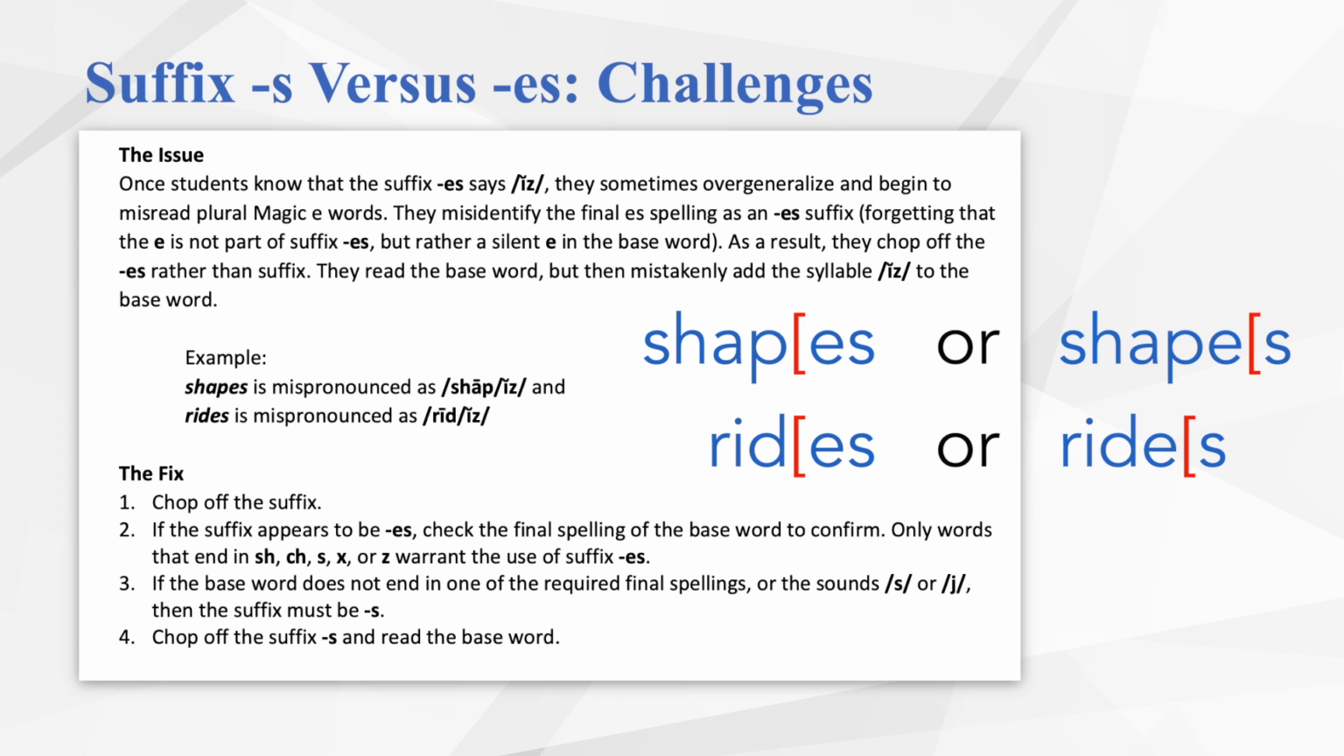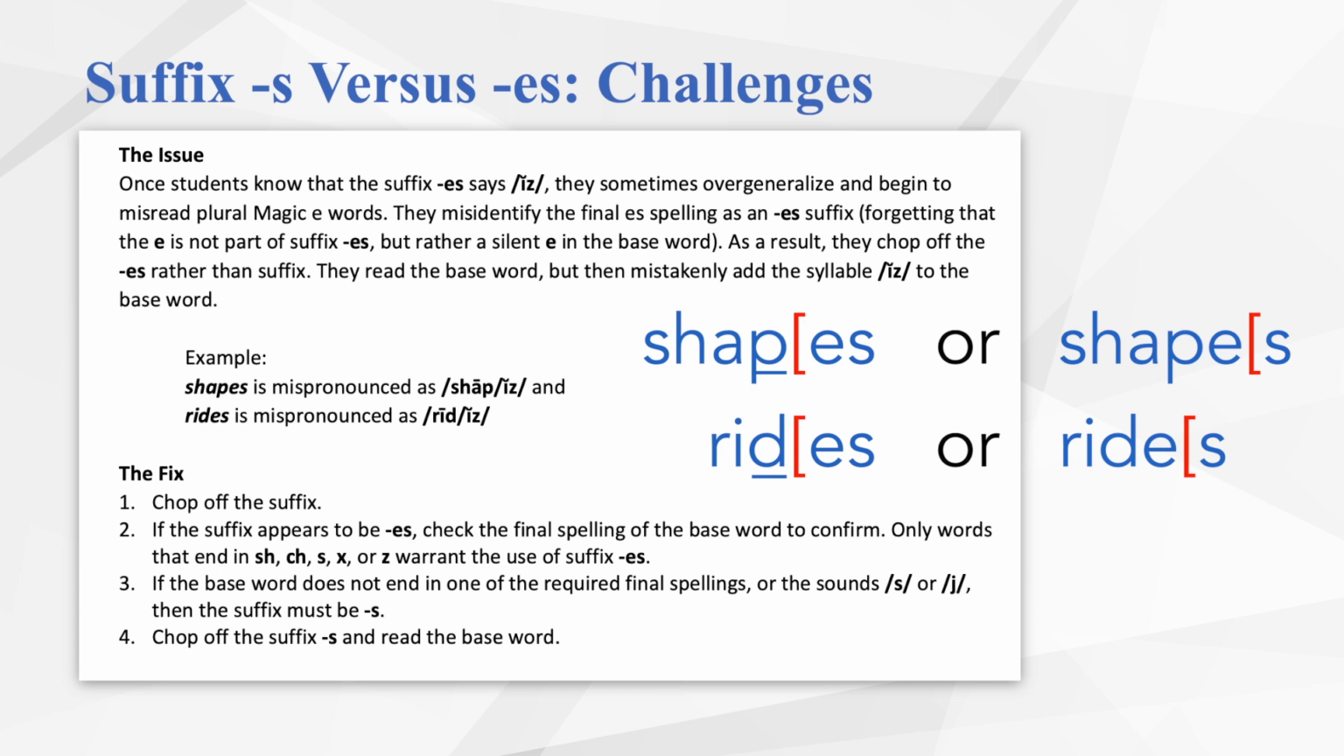Here's the fix when that happens. If the student chops off suffix ES, they should look at the letter that came before. What they should see is a CH, SH, S, X, or Z, and since when I chopped off suffix ES in this example, I see the letter P, that tells me that there was not a suffix ES added on this word. It must be suffix S instead. Then we support them to chop off suffix S. They're able to recognize the base word shape, and then they just add the sound for suffix S, which would be S or Z. So, shapes.